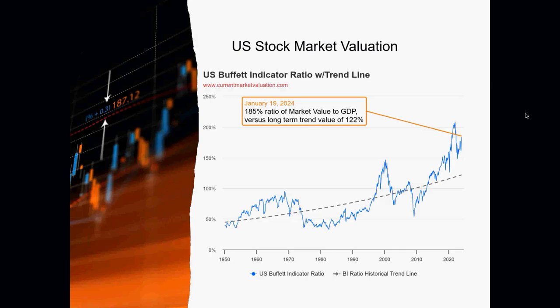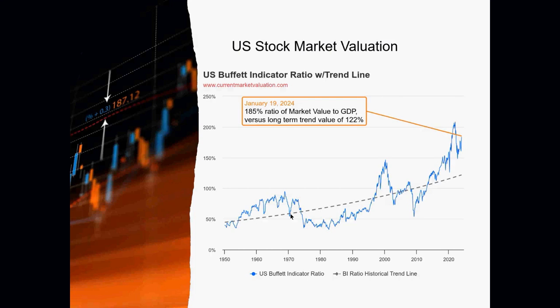And what this indicator basically does is calculate a ratio: the stock market valuation, or market capitalization of the stock market, divided by GDP. So this is in the US, so it's the US stock market value divided by US GDP. And what you can see over the long term is that this ratio is going up. And we've got in blue, the blue line, which is the indicator, and the dotted line is an average.